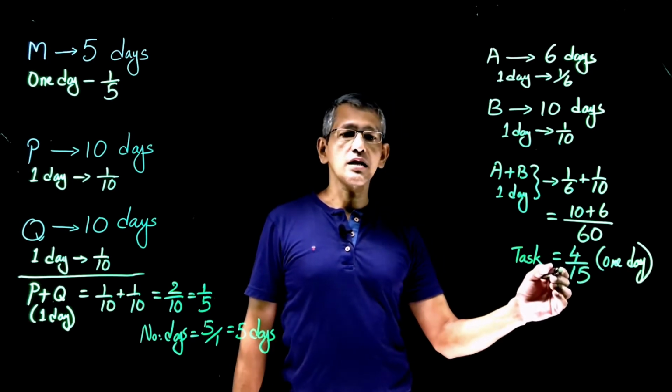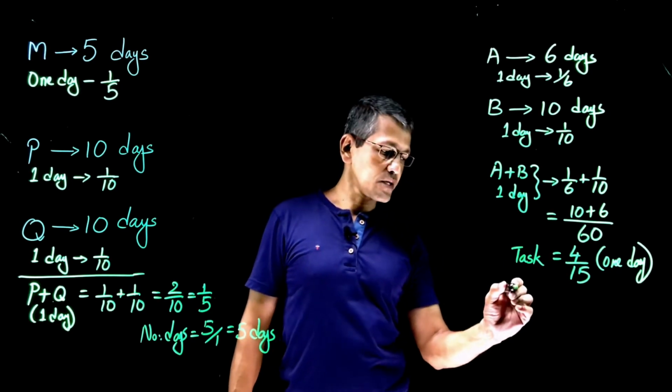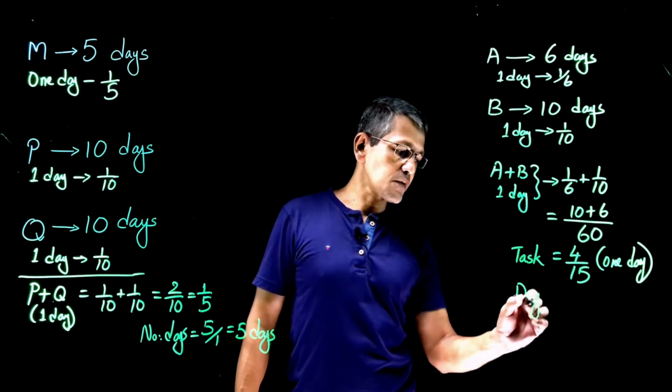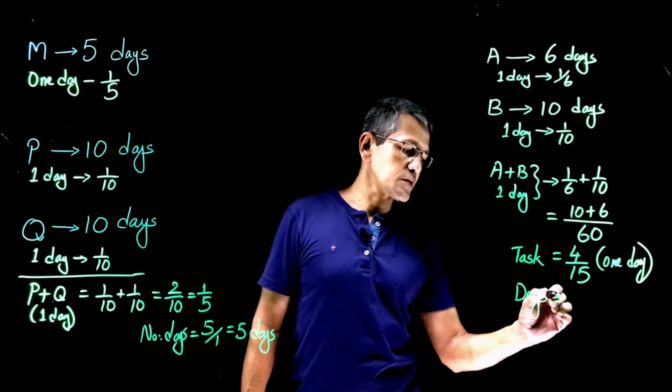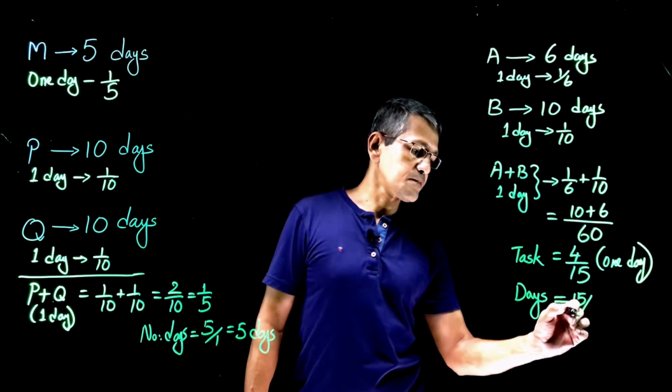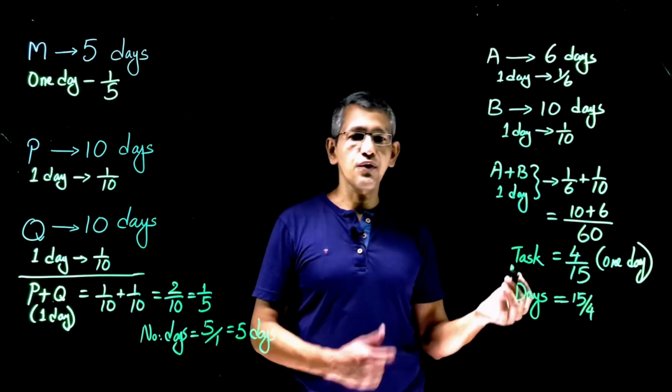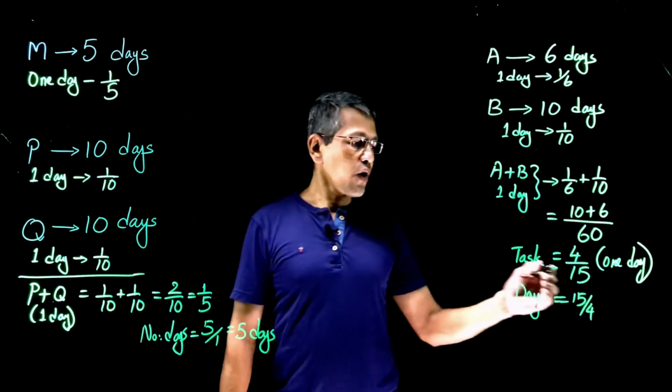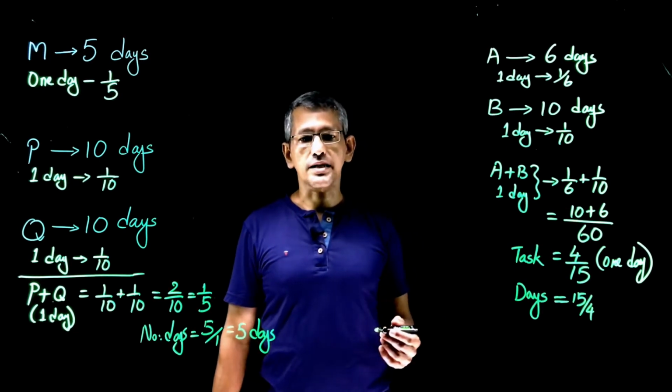So we need to take the reciprocal. If it is the number of days, we need to calculate the number of days to complete the task. What we do, we take the reciprocal of this. That means 15 by 4. 15 by 4, either you can keep it as a fraction or 15 divided by 4, what do you get?